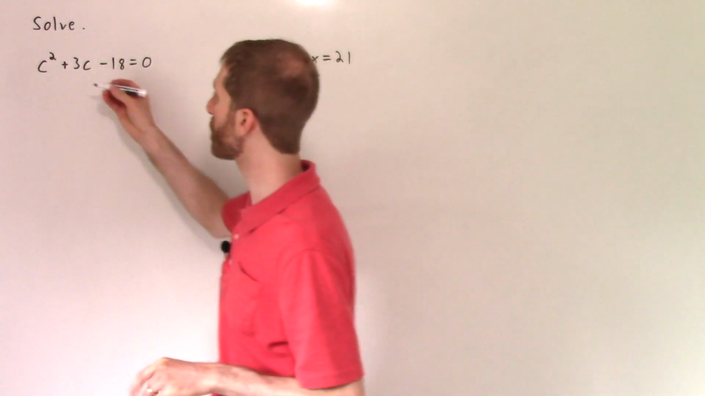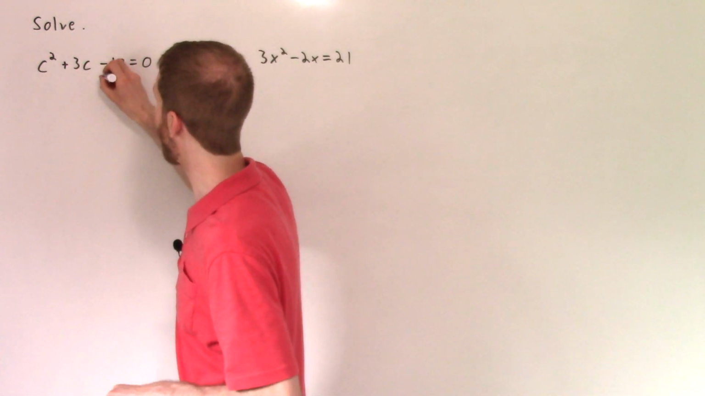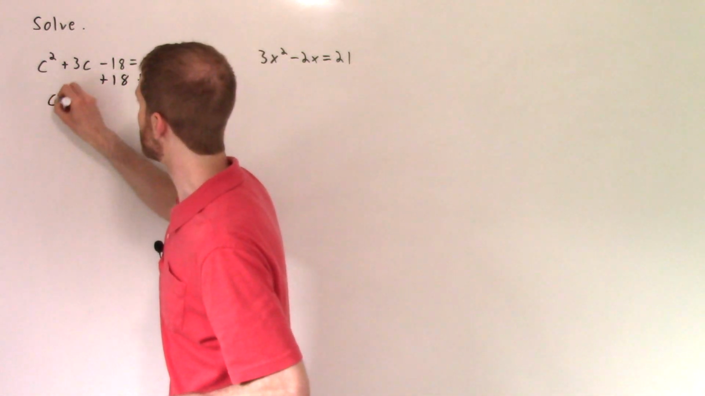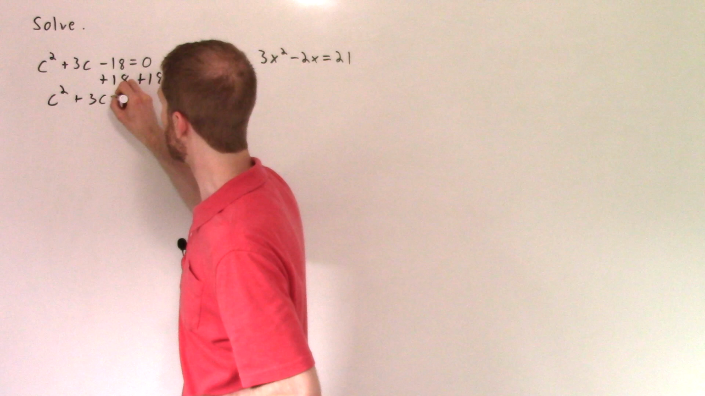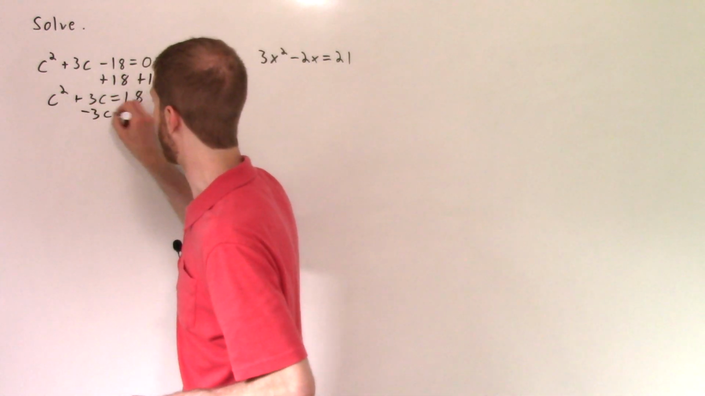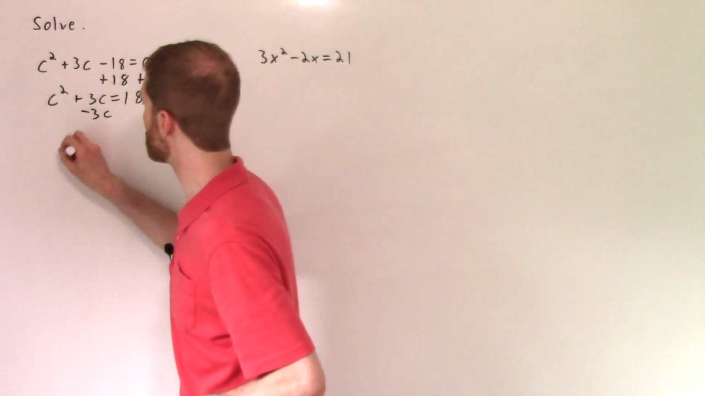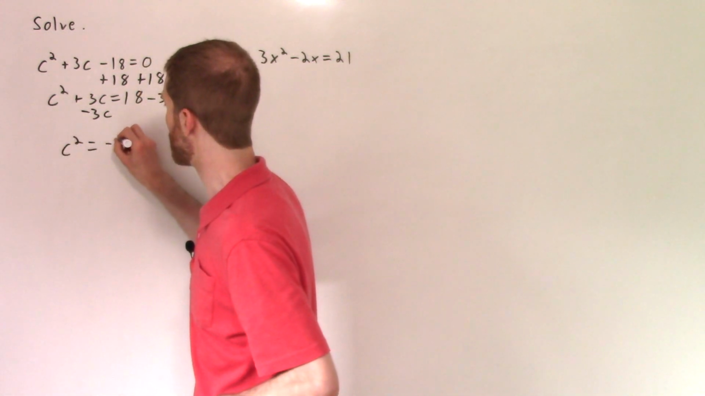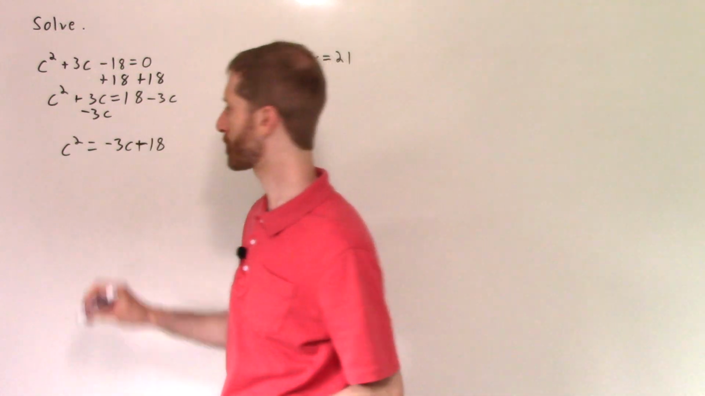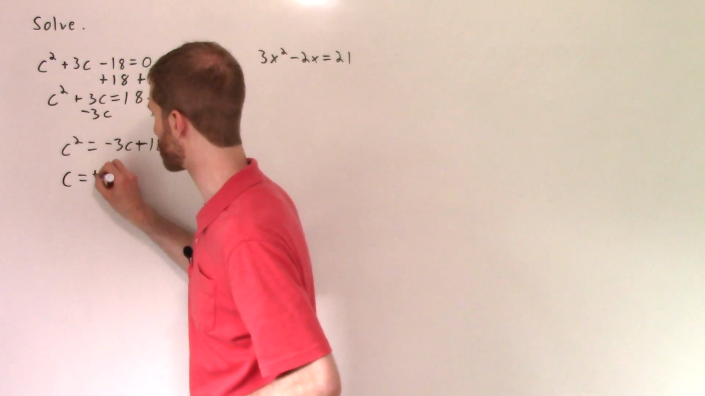So let's just say that we wanted to get c squared alone. So you add 18 to both sides. I'm going to show you what not to do. We get c squared plus 3c equals 18, and then we'll subtract 3c. So now that leaves me with c squared equals negative 3c plus 18. Then I take a square root of both sides, right? Remember, plus or minus the square root.